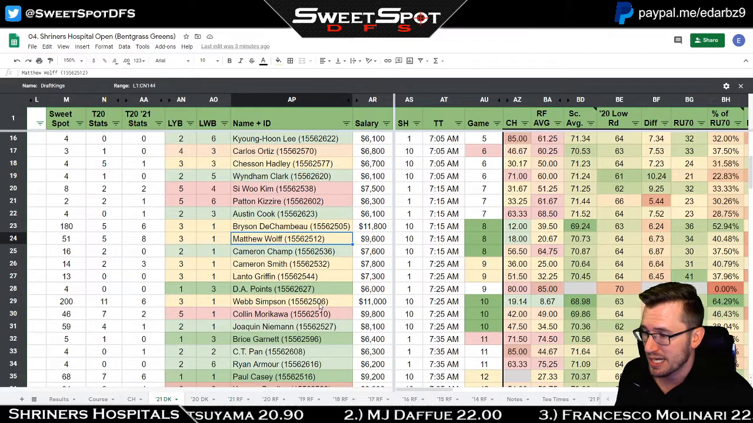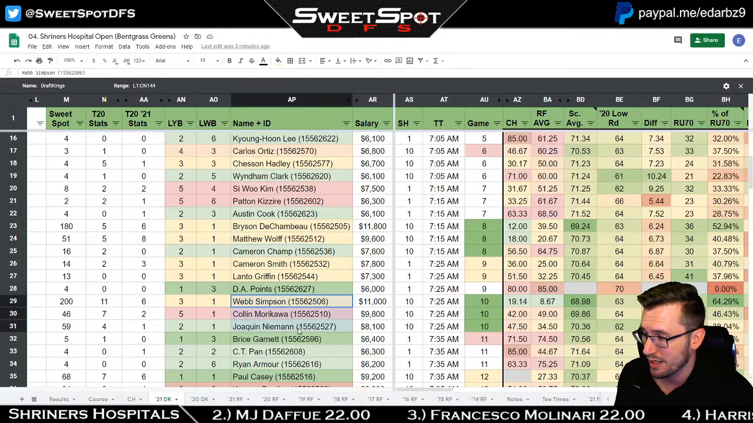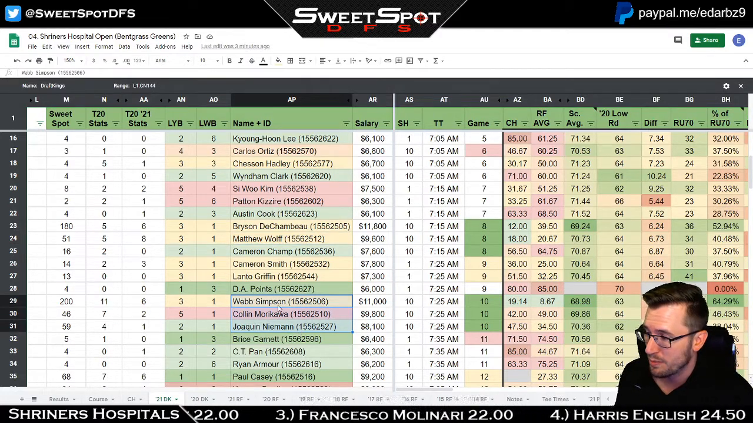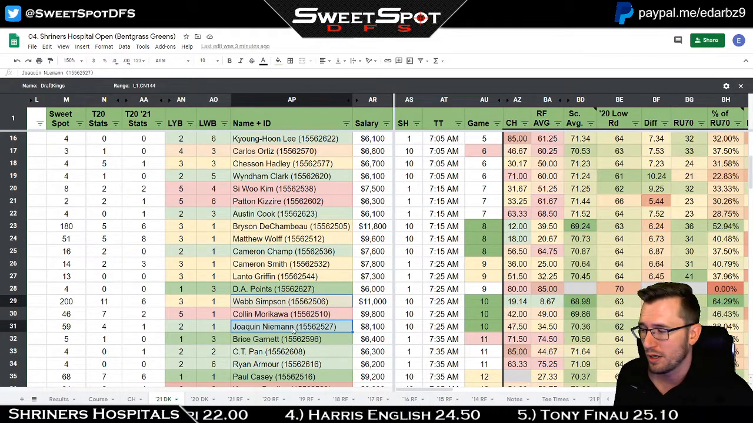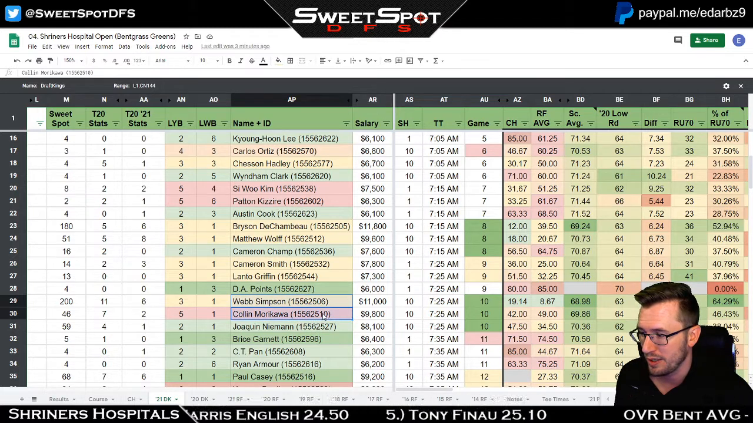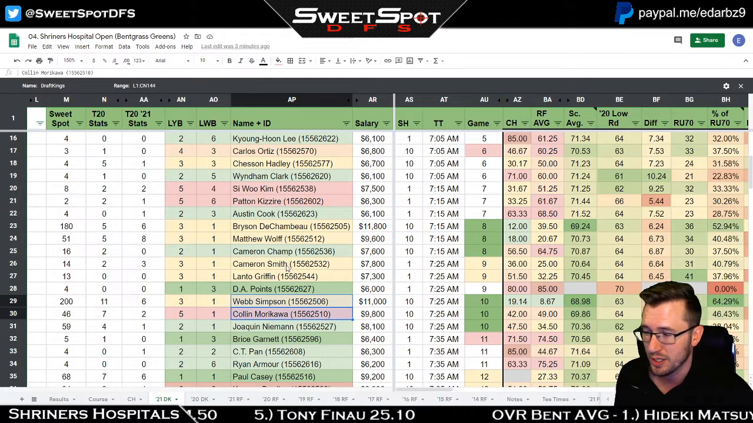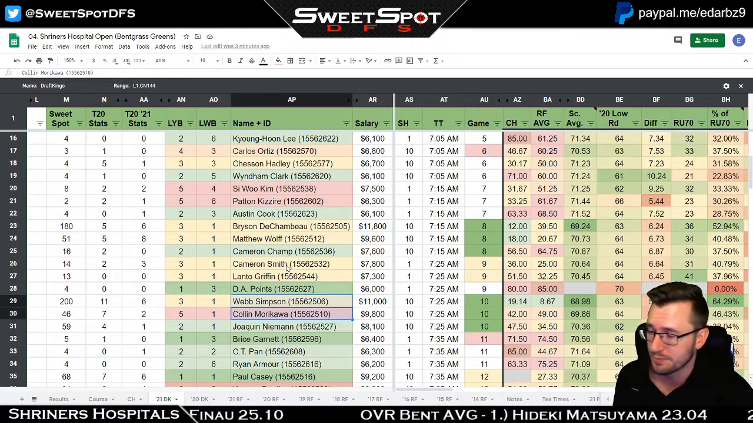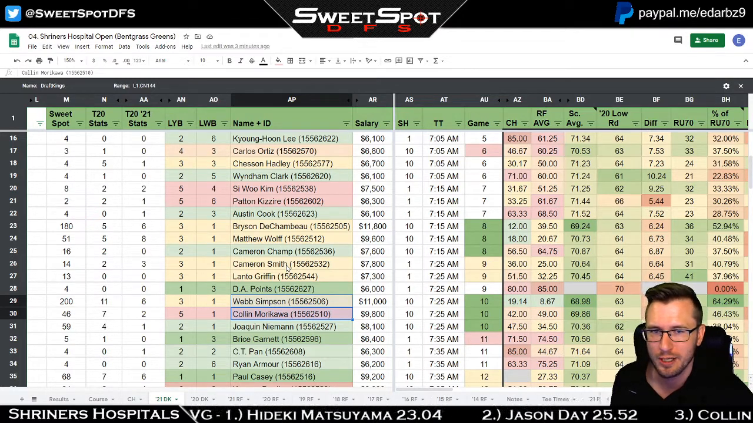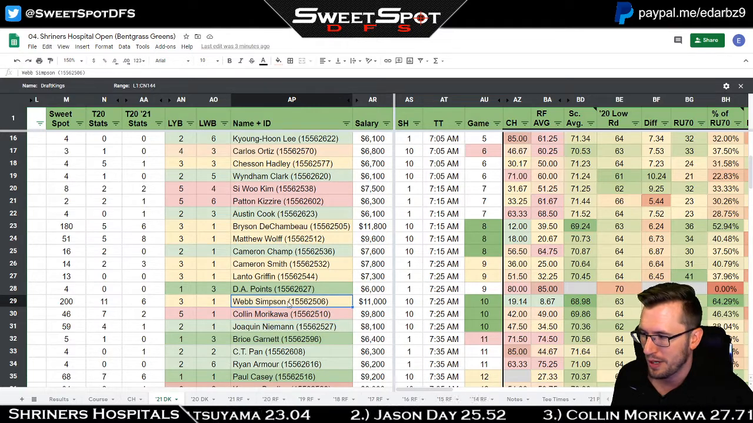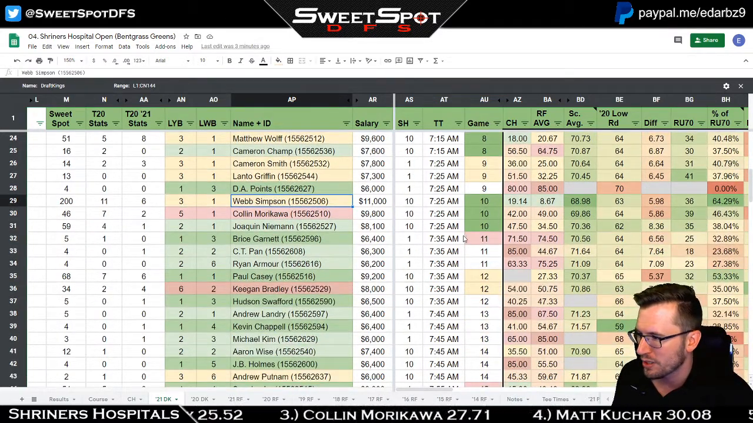But obviously, this group is just as good. Maybe pairing Webb with Joaquin Niemann would be a good choice. Or, which would probably be highly contrarian, a Webb and a Collin lineup. I'm not sure how much I'm going to play of Collin. I might just play him in one lineup, and I will probably pair him with Webb Simpson, in all honesty. So I think that would be a good way to look at it.